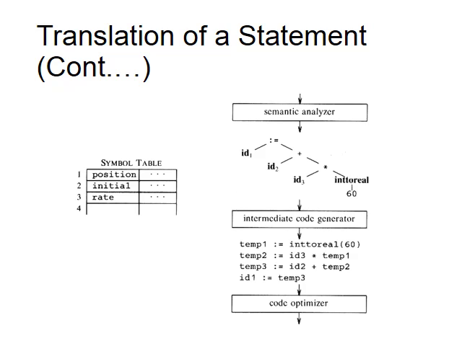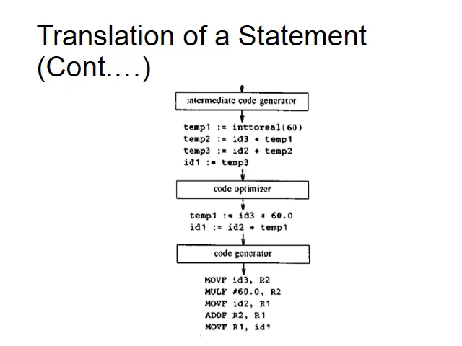Next, intermediate code. So your initial statement is broken down into a number of small codes. Then code optimizer. After the intermediate code generator, the output is a four statement. After code optimization, only two statements are reflected. After that, over these two statements, the machine code will generate the assembly language code.